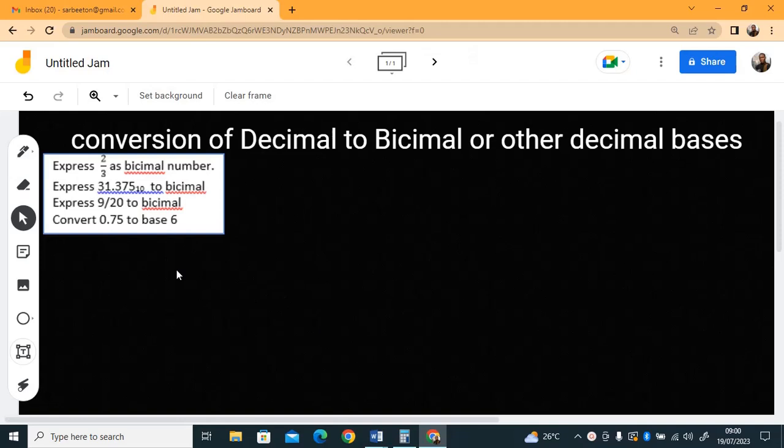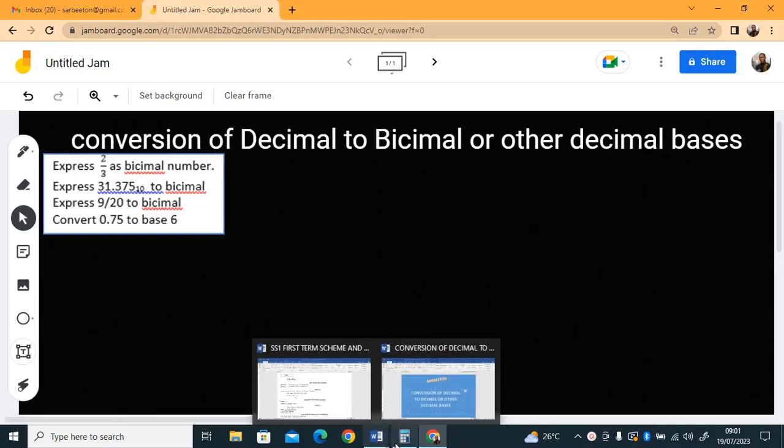Now, it says express 2 over 3 as a bicimal number. This always gives students lots of problems. They don't know how to go about this. And believe me, it's very, very simple. Now, 2 over 3 to a bicimal number, how are you going to do this? What I always tell students is to divide this, 2 divided by 3.